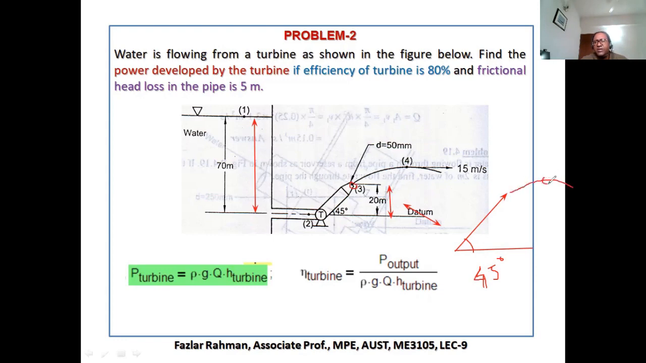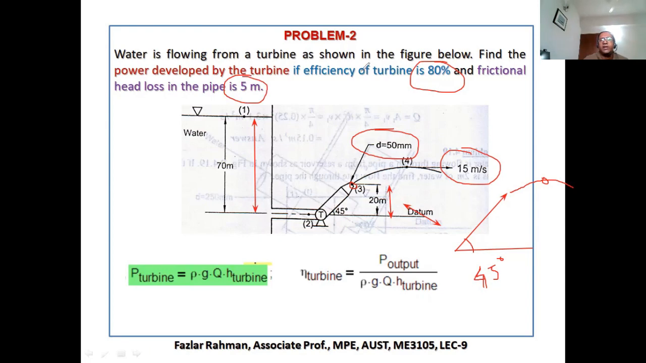But right over here, the tangential velocity is given at point 4 as 15 meter per second. And you see the marking at point 3, D equal to 50 millimeter. That means that is the diameter of the nozzle at point 3. Now you see what they're saying. Water flowing from a turbine as shown in the figure below. Find the power developed by the turbine, if turbine efficiency is 80% and frictional loss in the pipe is 5 meter.